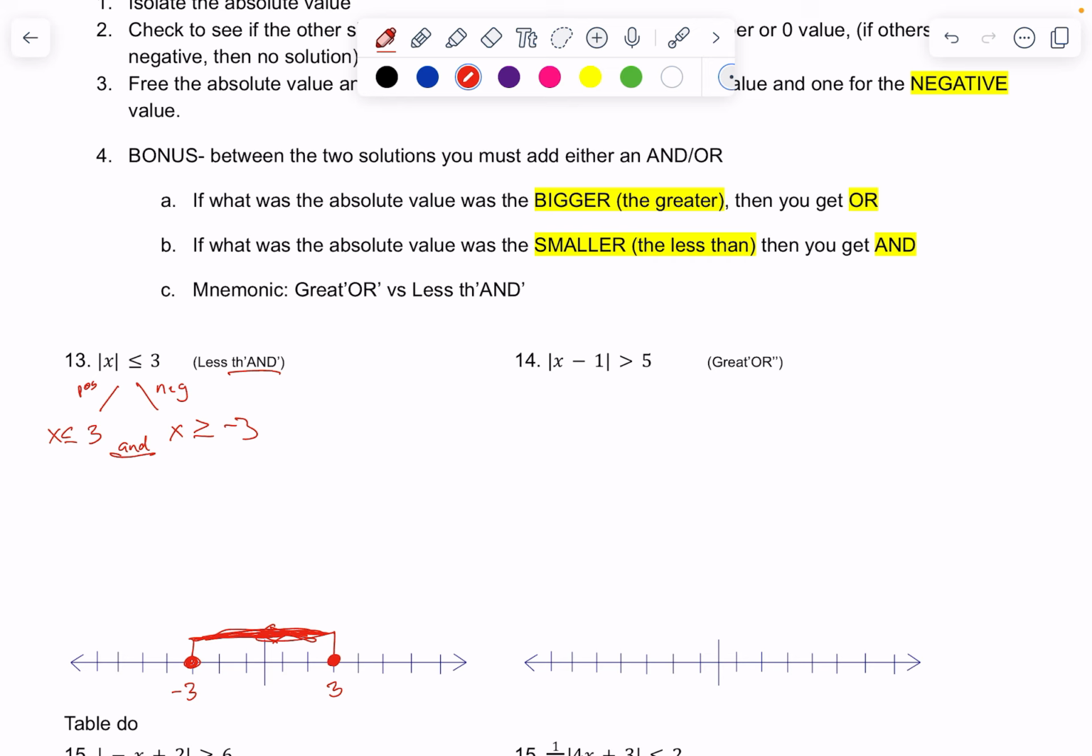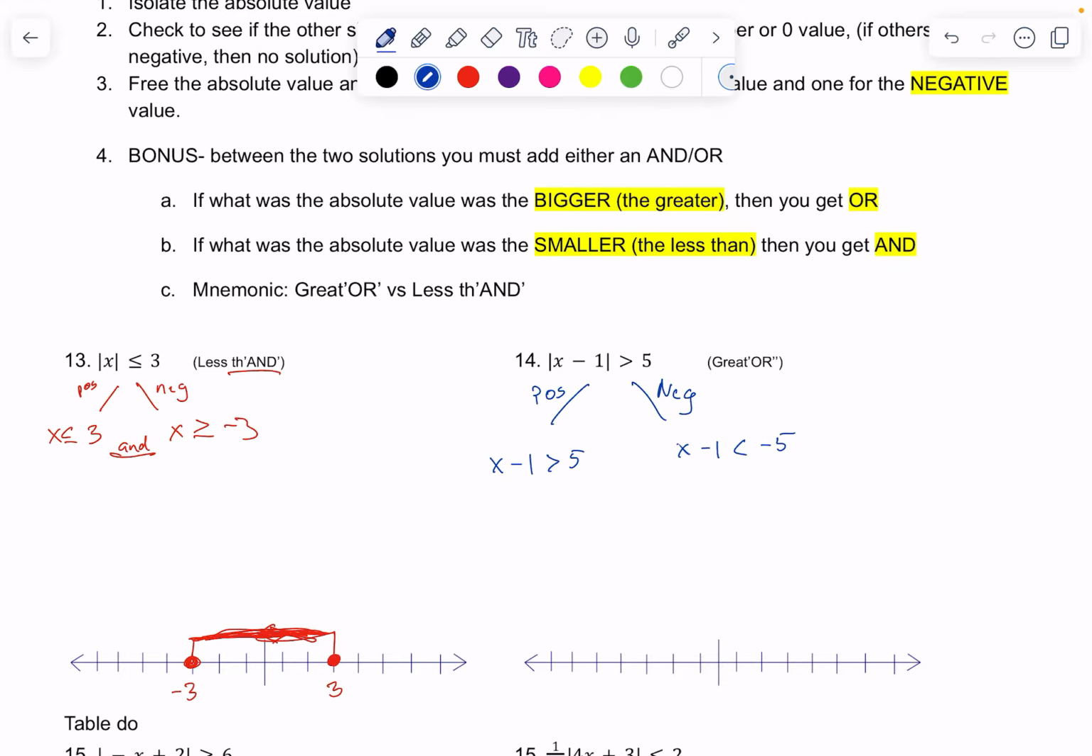All right, so trying slightly harder, upgrade a little bit. This statement, the absolute value is all by itself: I have the absolute value of x minus 1 is greater than 5. The key emphasis is greater. Then when I do my split, this is the positive side, this is the negative side, and I'm going to have x minus 1 is greater than 5, and x minus 1 is less than -5. Make sure you swap out the signs.